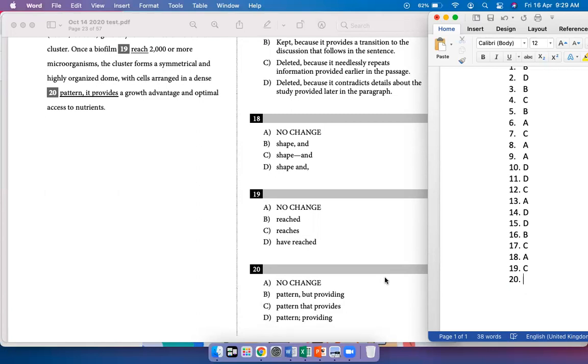So I would go with C, right? I can't use but because there is no contrast here. So C is the best answer. Cells are arranged in a dense pattern that provides a growth advantage.